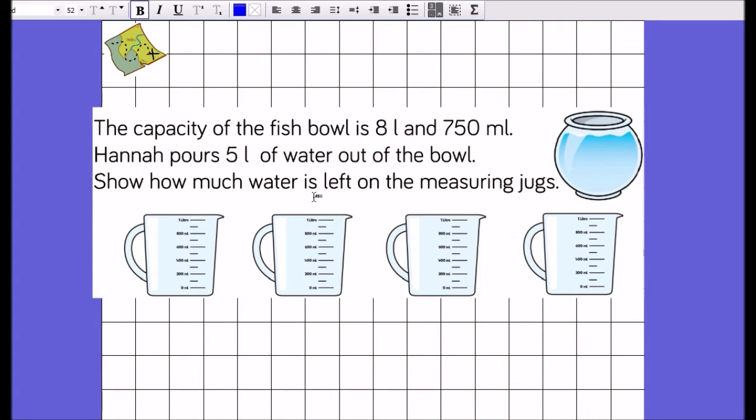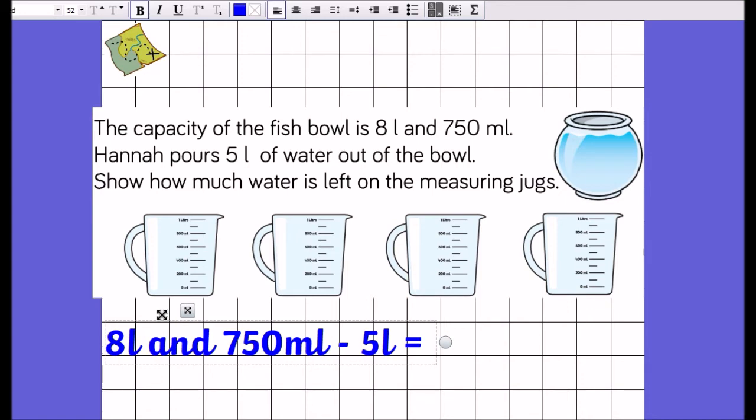Okay, so we know that there was 8 litres and 750 millilitres to start. So 8 litres, 750 millilitres. And we need to take away 5 litres because that's what she pours out of the bowl.